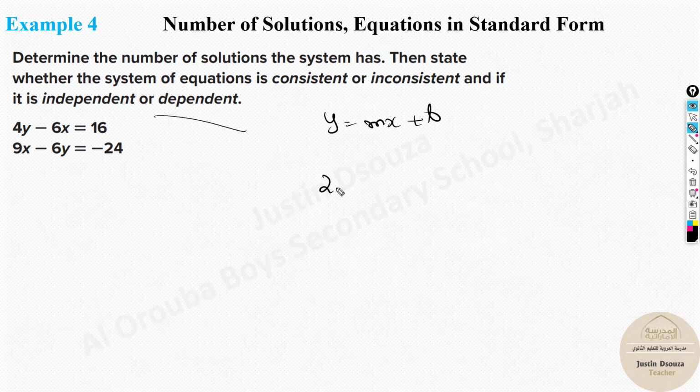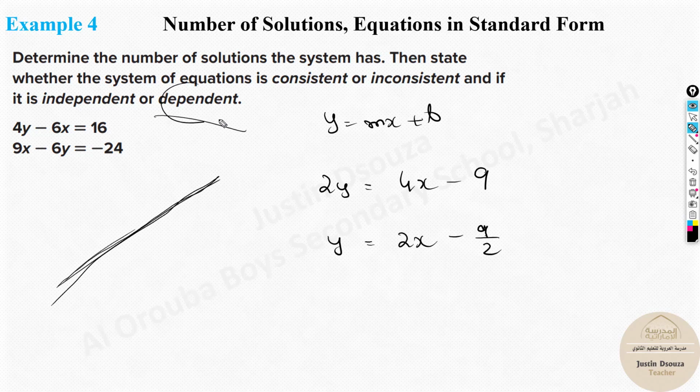I'll give you an example for that. If you have 2y equals 4x minus 9, okay, and over here we have y is equal to 2x minus 9 by 2 or 4.5. Now what is happening? I've just divided the above equation by 2. Over here it's y, here it's 2x, and 9 by 2 is basically 4.5. Now in such cases, these both are equivalent. If you graph them, it will be the same line. It should touch each other at all the points. So that means it is dependent.